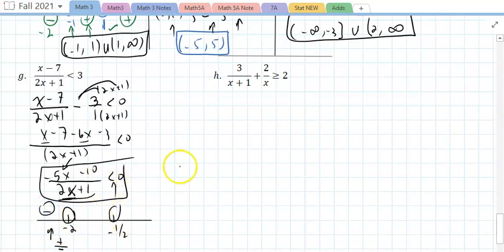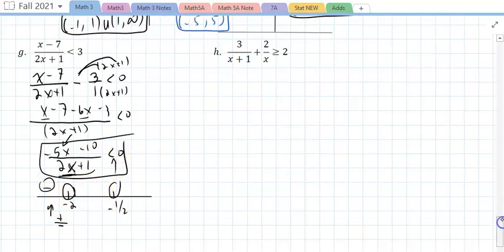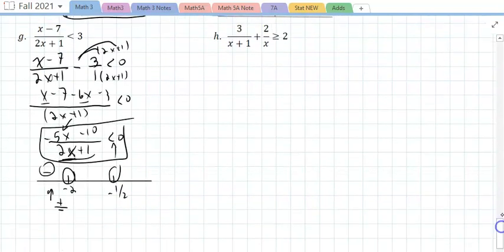A point between negative 1/2 and negative 2: negative 1. That's a perfect point. Take negative 1 as a test point. Minus a negative 5 is positive 5, minus 10 is negative. And negative 2 plus 1 is negative. Two negatives multiplied or divided will give a positive.